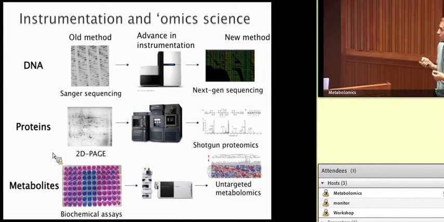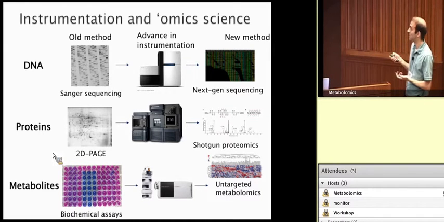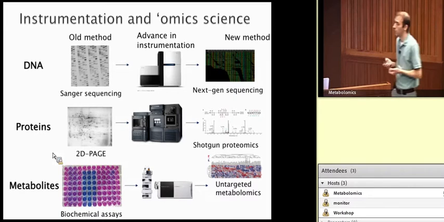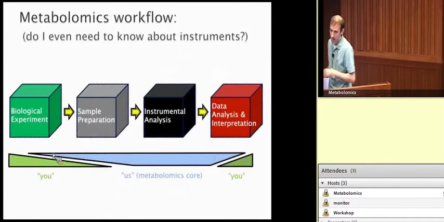We have biochemical assays, nothing wrong with them, they still work, but advances in instrumentation have made it possible to measure many compounds simultaneously, and we have untargeted and targeted metabolomics. Okay, so moving forwards. Workflow. What do I need to know about instruments?